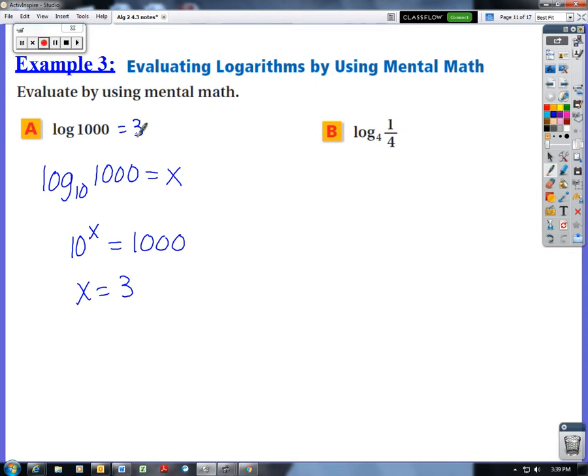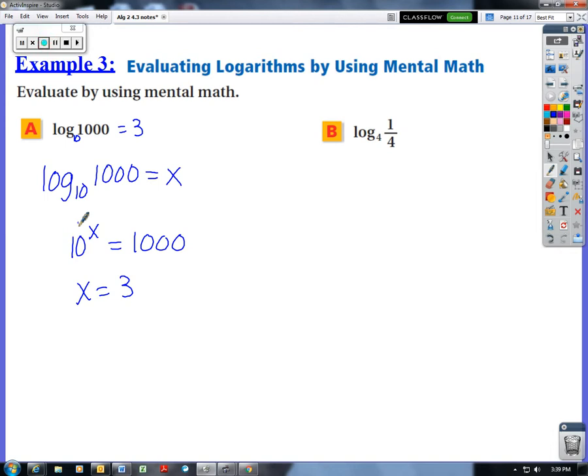Now, you don't really have to do all that work. Once you get good at these and really feel familiar with them, you can put a little 10 in here. You can just think to yourself, 10 to what power equals 1,000? And you can just come up with it right off the top of your head.